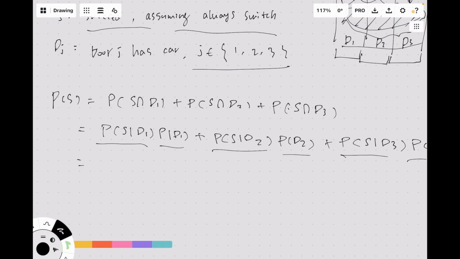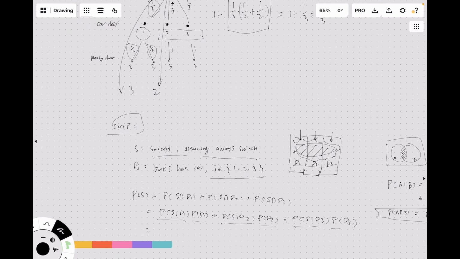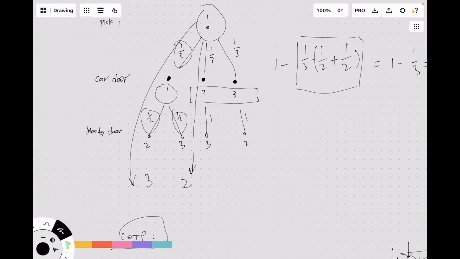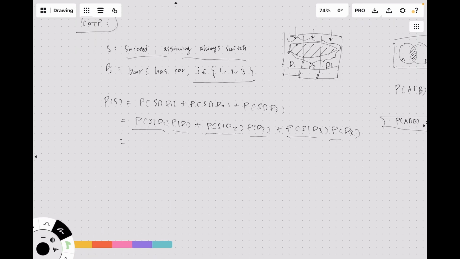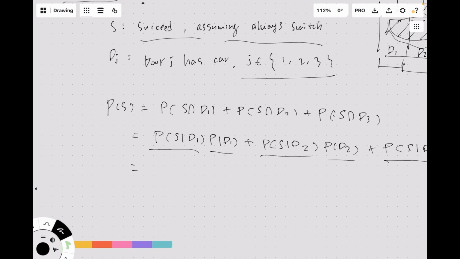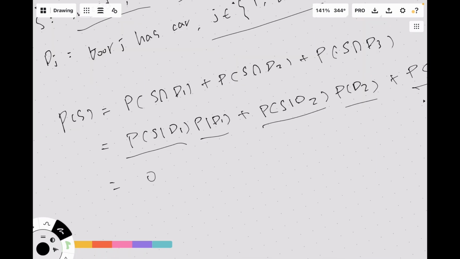So what is the probability of succeed, assuming always switch, given door number 1 has a car? We can come back to the probability to always switch. If our initial pick was 1 and door number 1 has a car, and we switch to door number 3 or door number 2, we will not succeed. So the probability to succeed, assuming always switch, is 0.